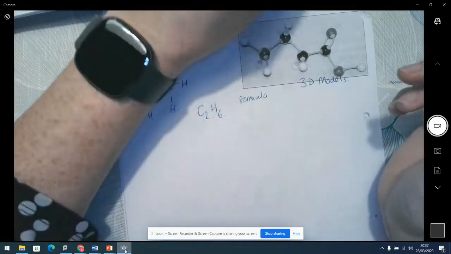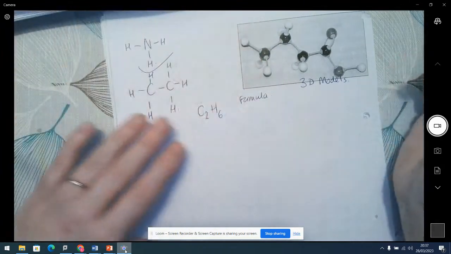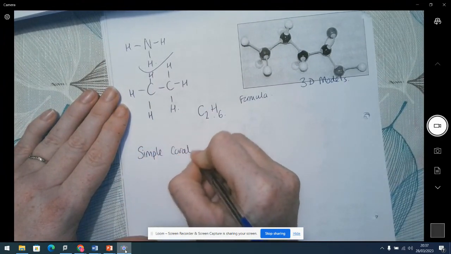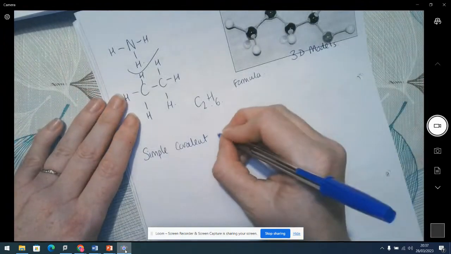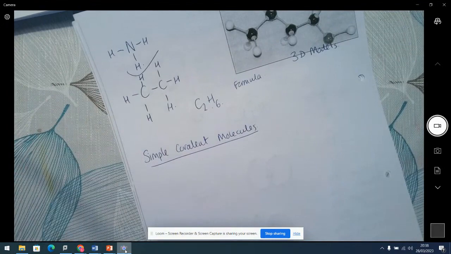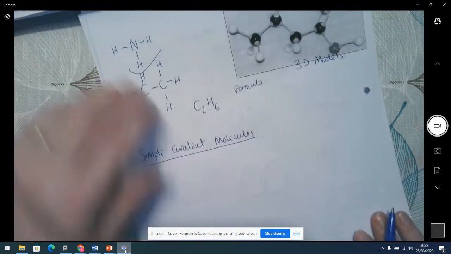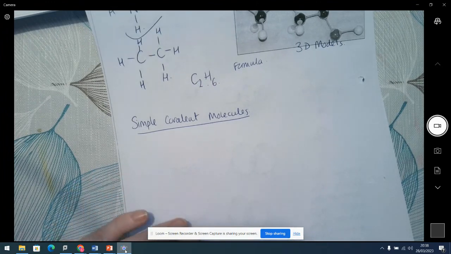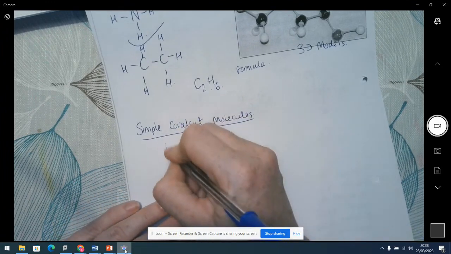Okay, so as I've said, we're going to talk first of all about simple covalent molecules and their properties. And these are your smaller substances. So your oxygen, your hydrogen, methane, water, ammonia, those molecules we just talked about in the previous page. And you need to be able to tell me a couple of things about simple covalent molecules. One question that does come up a lot is why are simple covalent molecules gases at room temperature? So I'm going to write that down.